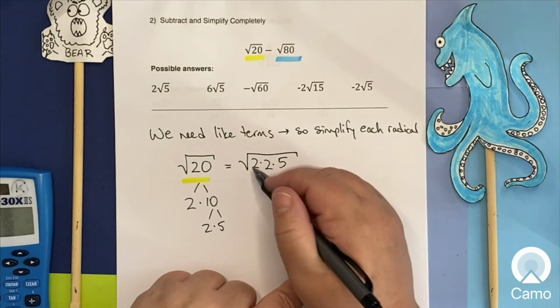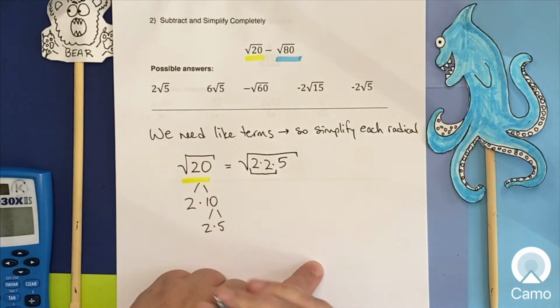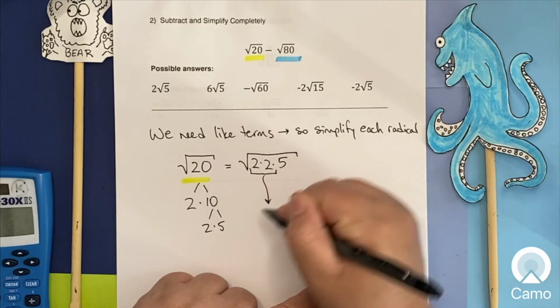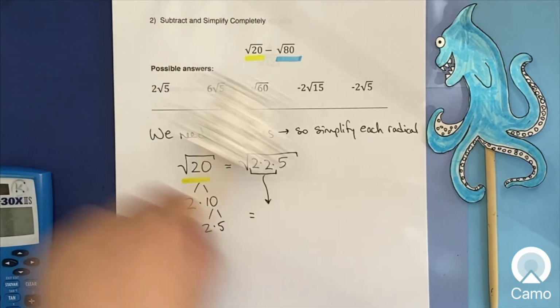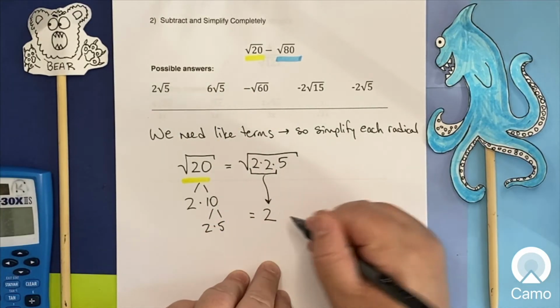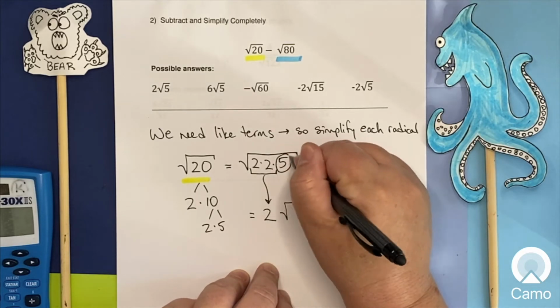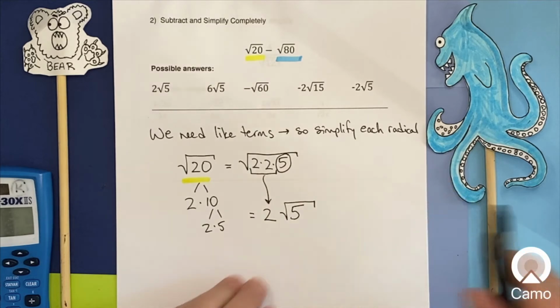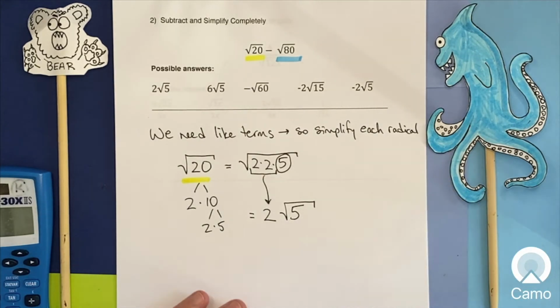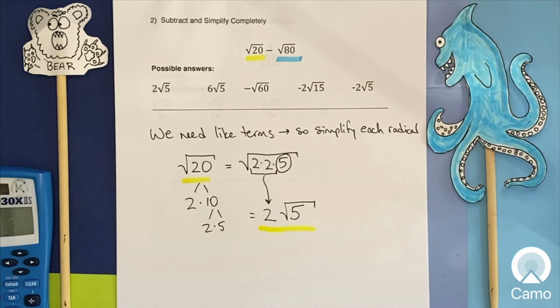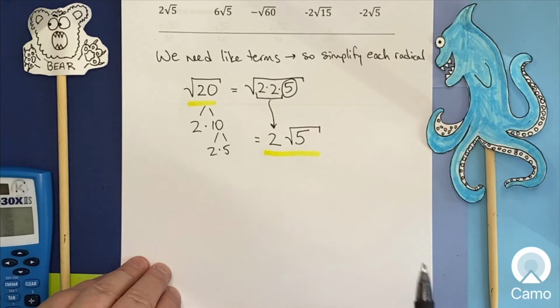And then I realized, oh, look, I've got a pair of twins, and so they can go running. And then the bear comes, nom, nom, nom, eats one of them, and then one comes out. Of course, the 5, who is all by his lonesome, is stuck inside. So what we discover is that radical 20 is actually 2 radical 5. Okay, so let's work on the radical 80.